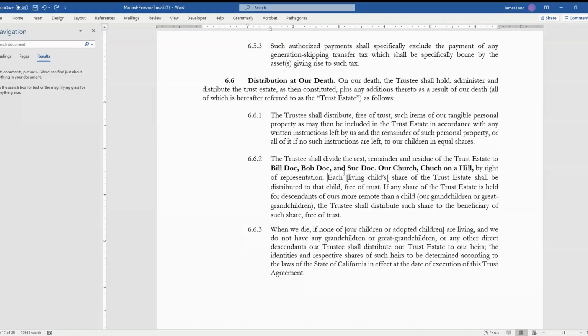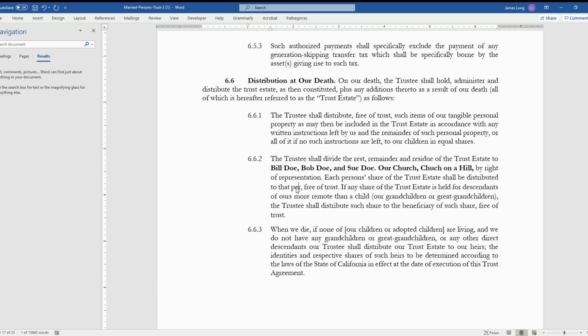All right. The other thing you've got to check, if you are single or married and you have no kids, these sections talk about your children. So you're going to have to talk about different things. This envisions that you're leaving things to children. If you don't have children and you're not leaving things to children, then you're going to say each person's share of the trust estate shall be distributed to that person, right?